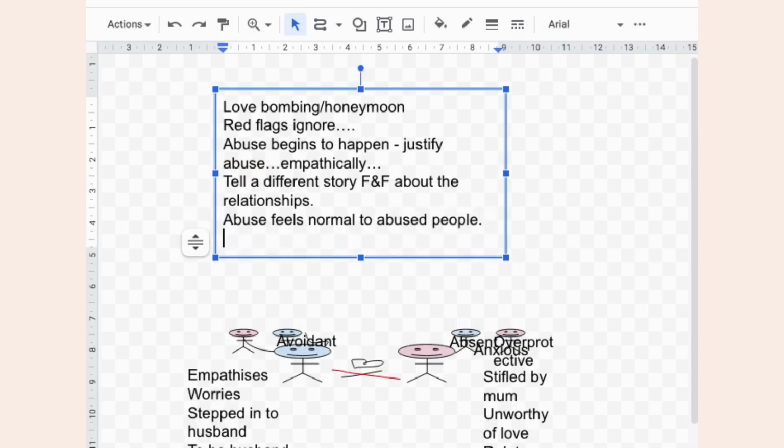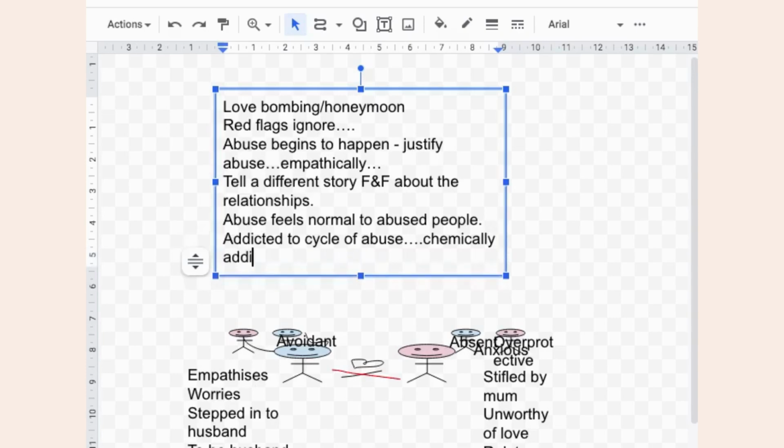Okay, and often what happens is that by the time we get into adult relationships, if we've had traumatic childhoods, we're already addicted to the cycle of abuse and the chemicals that come as a result of that. Okay, we become chemically addicted to our own hormones, as it were.